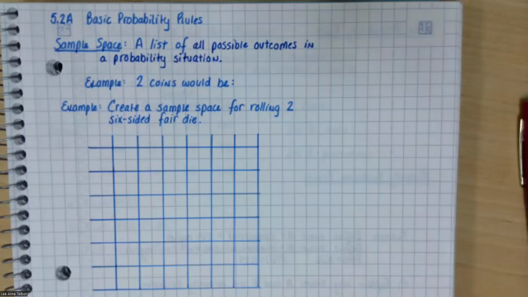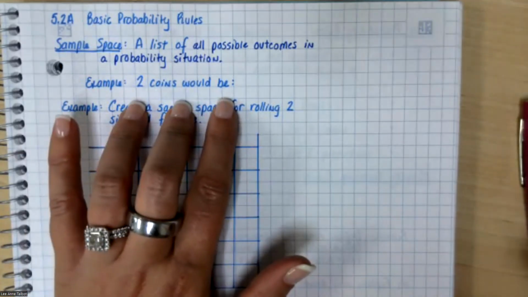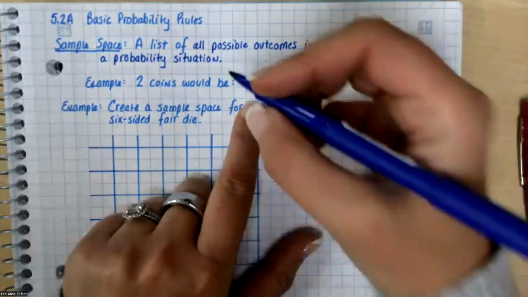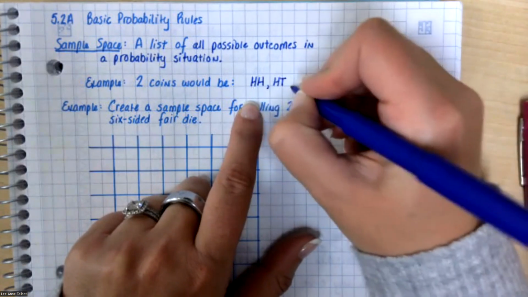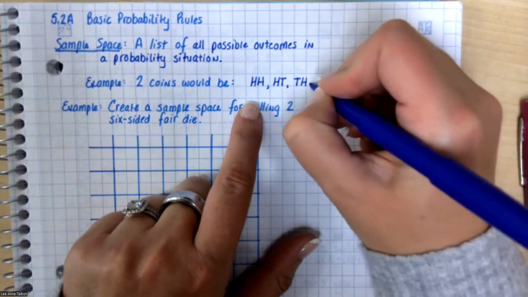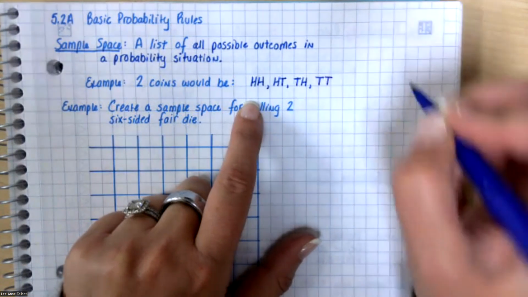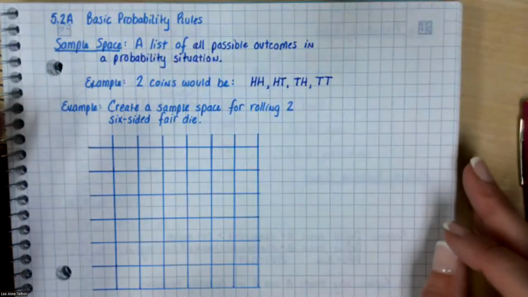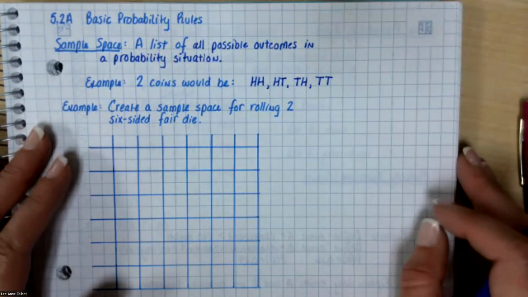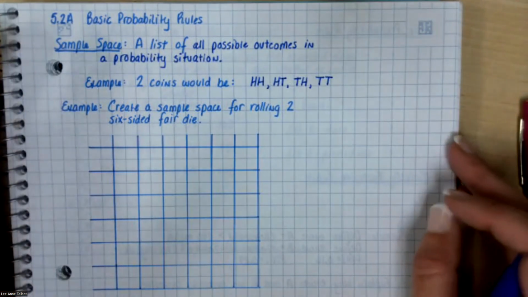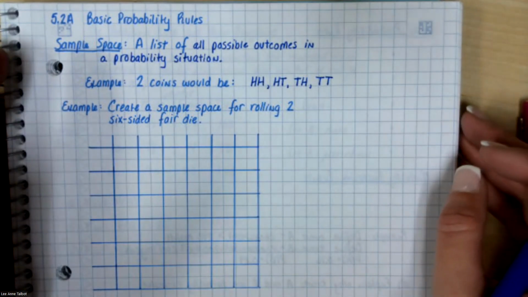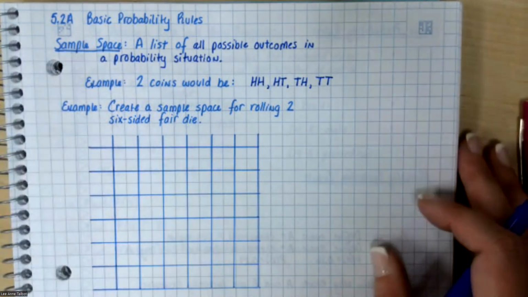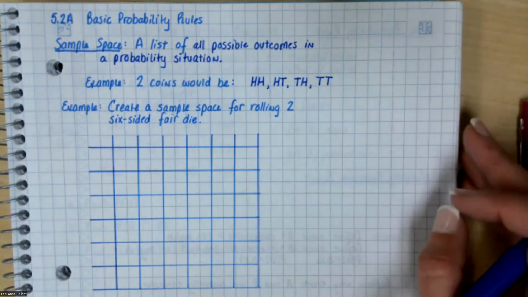Okay. We're going to make a kind of a simple one here. So 2 coins. The sample space would be heads, heads, heads, tails, tails, heads, tails, tails. That's like the simplest sample space I could think of. Oh, I guess maybe 1 coin would be easier. That would just be heads and tails. Those are your only 2 outcomes. For a 6-sided dice, it would just be 1, 2, 3, 4, 5, 6.